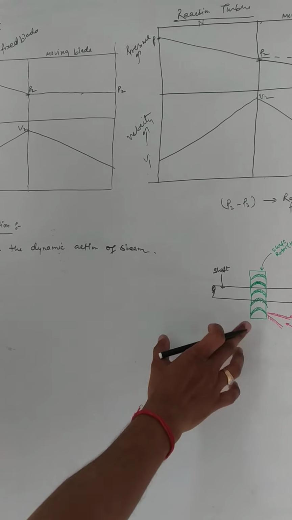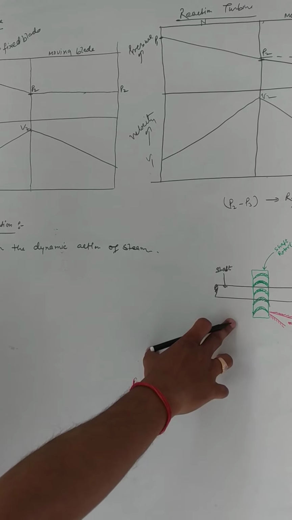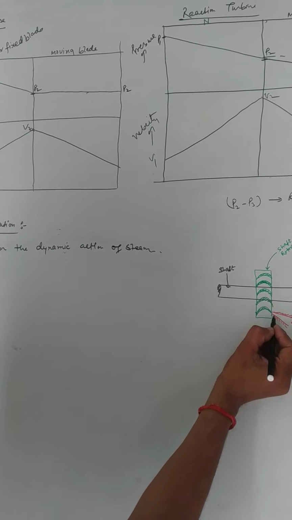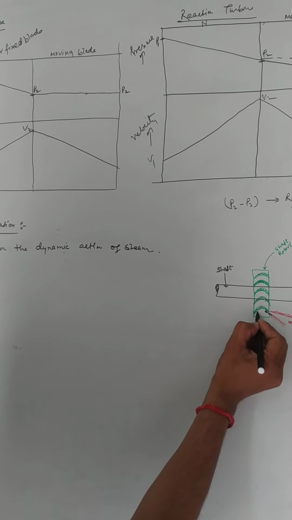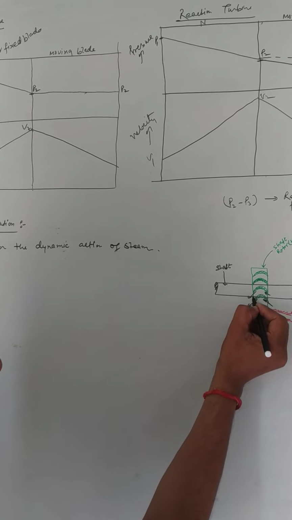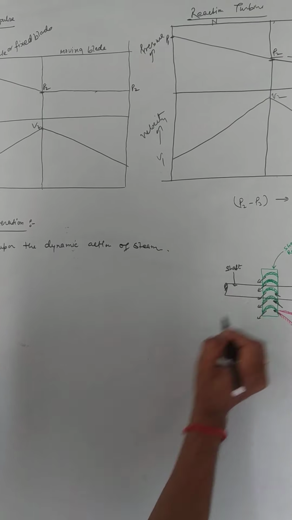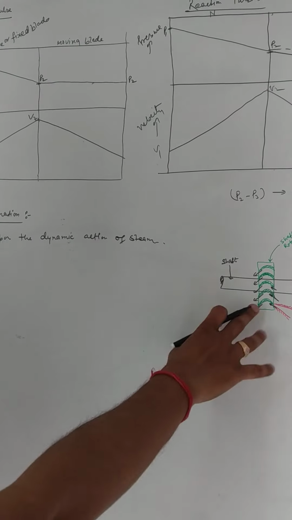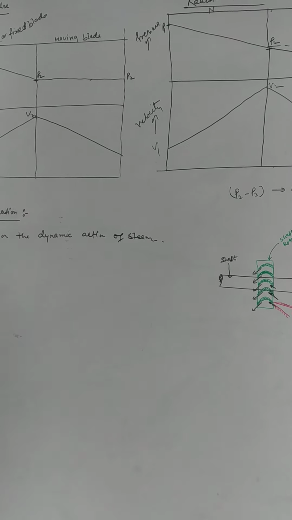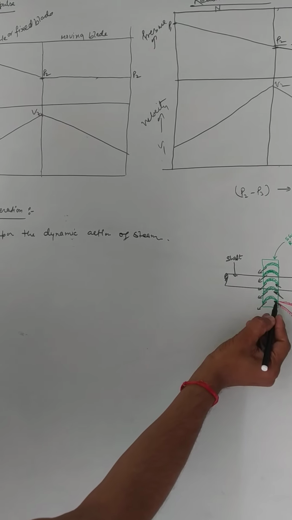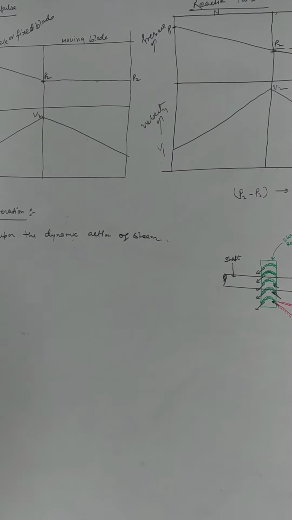Now, this high velocity steam impinges on the moving blades. These are moving blades. Steam enters here and exits here. This type of motion you can see. So we'll talk about this principle. Steam is first expanded through a series of nozzles and gets high velocity. This high velocity steam strikes the moving blades.